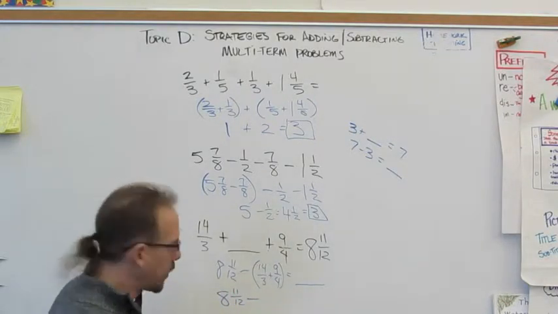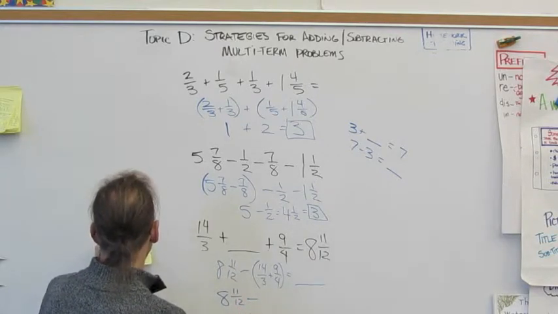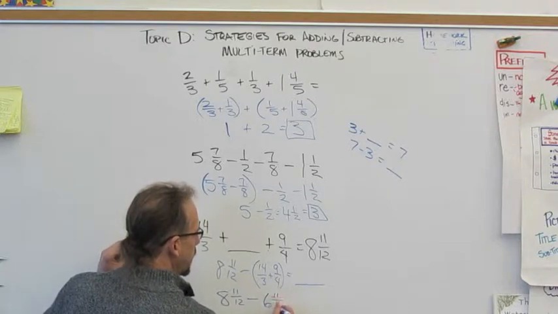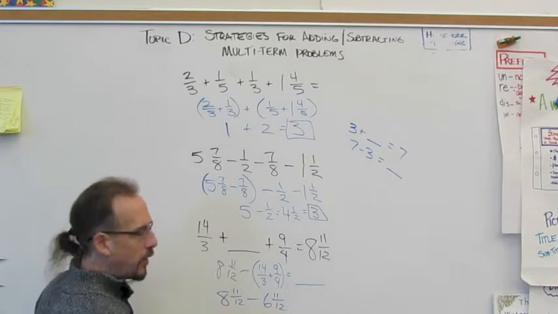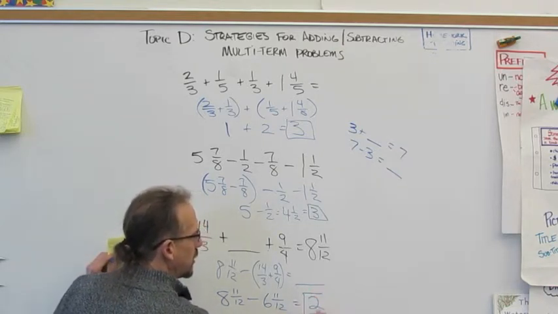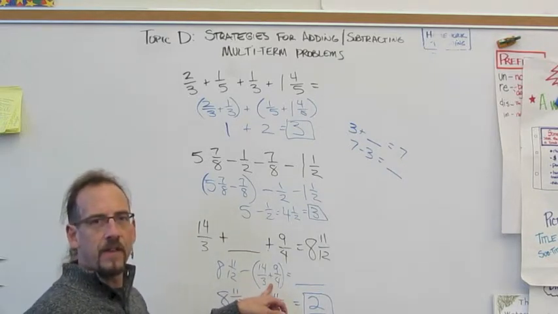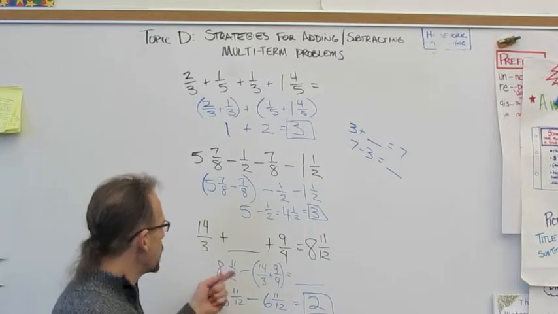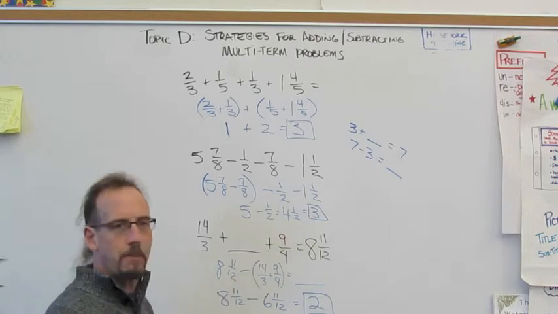I'll save you all the work to get there. I would get 6 and 11/12. And then 8 and 11/12 minus 6 and 11/12 would be equal to 2. Again, finding out what this is, adding these fractions together, should be easy for your children now. The more difficult thing is learning how to use the opposite to find out that mystery number.